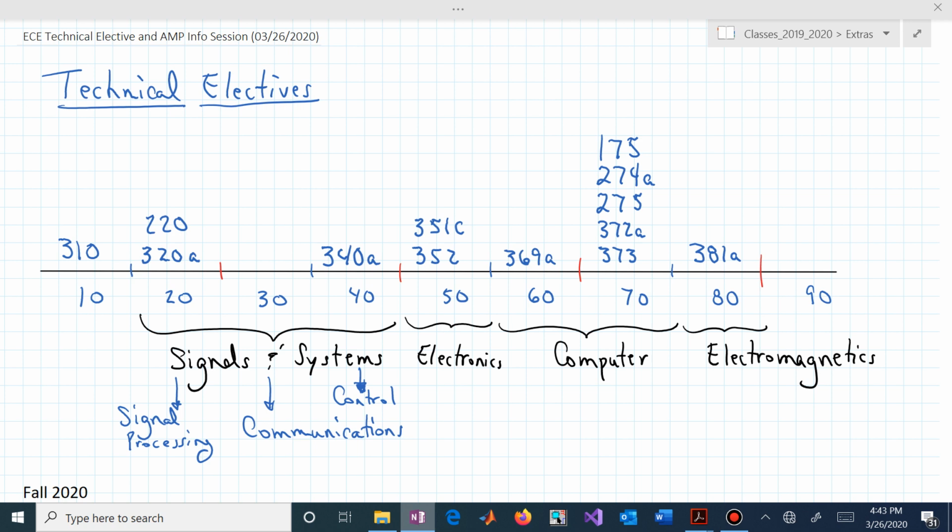In the 50s, that's following up on the electronics classes. And so that's 351C and 352 would be your prerequisite courses there. In the computer area, we've designated these 2 decades, 60s and 70s. If you've liked programming, then you might want to look at the 70s or the courses that have numbers that involve the 60s and 70s. And then if you're interested in electromagnetics following up on 381, then you might be looking at the 80s.